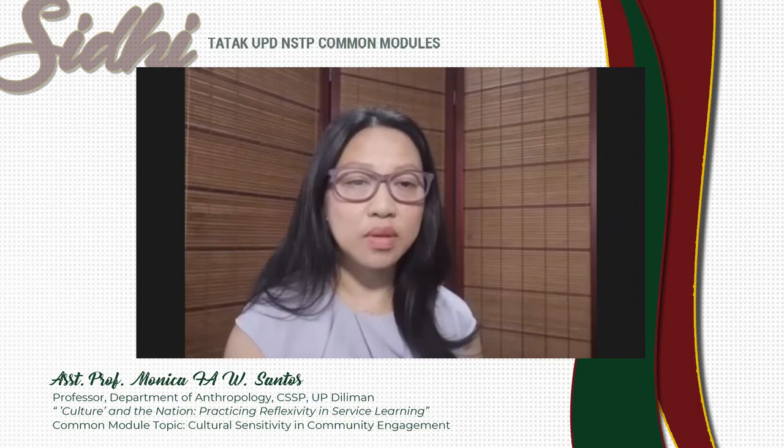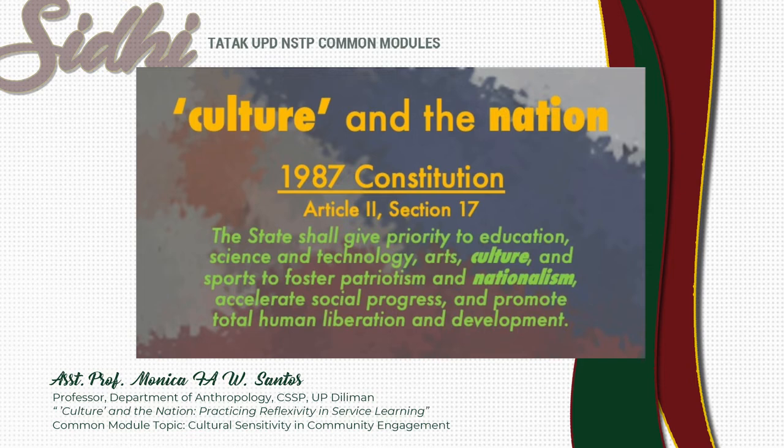In Article 2, Section 17, it states, "The state shall give priority to education, science and technology, arts, culture and sports to foster patriotism and nationalism, accelerate social progress, and promote total human liberation and development."